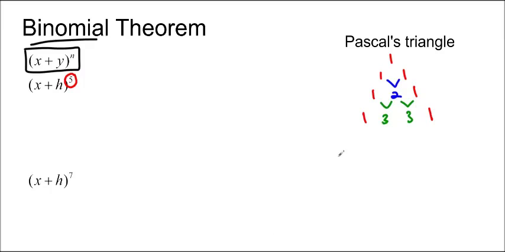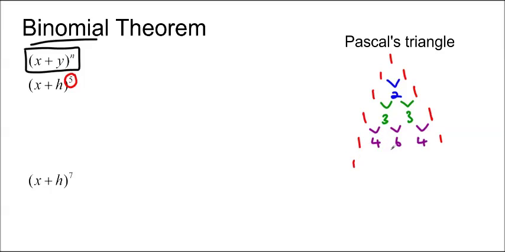And we'll just keep going until I need to get to 5. So you can see that this is the second row because that's a 2. This is the third row, 3. The next one is going to end up being the 4th row. And we're just going to add these numbers together to get the inside of the row. 1 plus 3, 3 plus 3, 3 plus 1. And so that's for the expansion of x plus h to the 4.